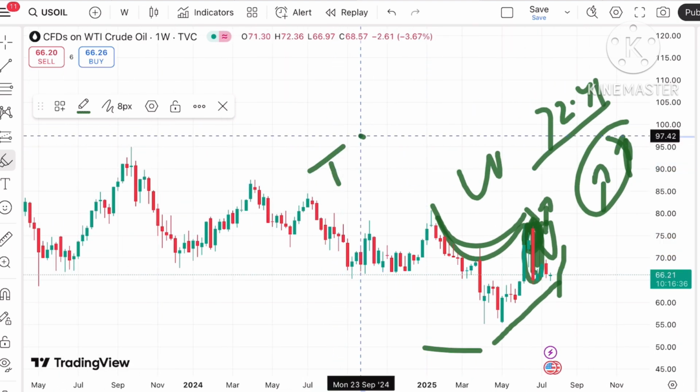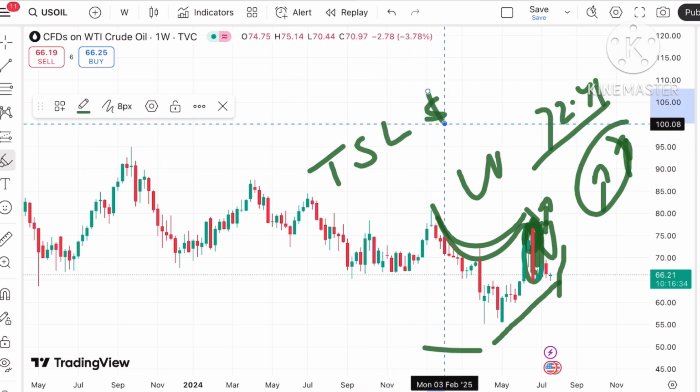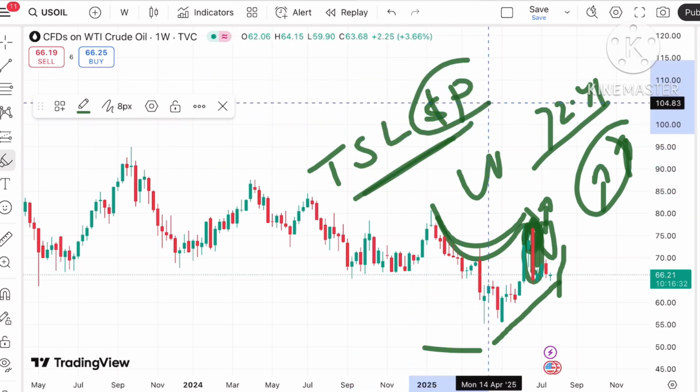So you have to understand, trailing your SL is very important. That will save your profit.